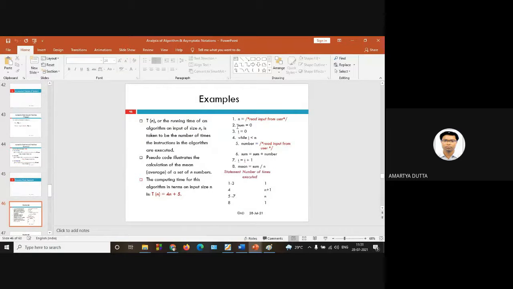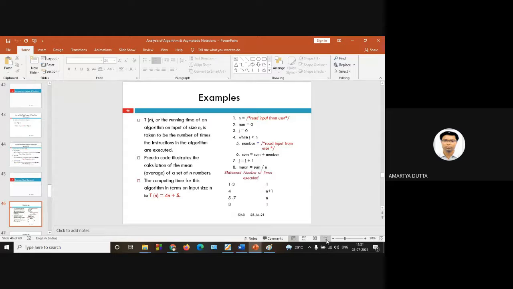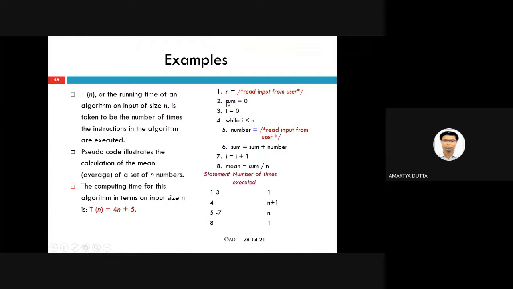So how to find out the complexity of an algorithm? This is a code fragment from line number 1 to line number 8. This is the algorithm. At line number 1, n is equal to something. Using a scanf statement, I am inserting some value into n. So read input from the user, line number 1. Then sum is equal to 0, second line. Third line is i is equal to 0. Fourth line, while i is less than n.